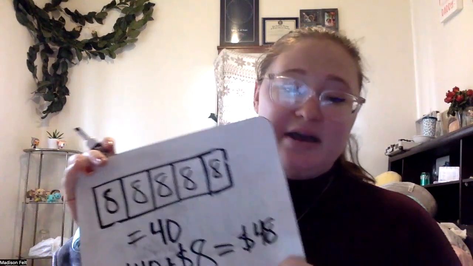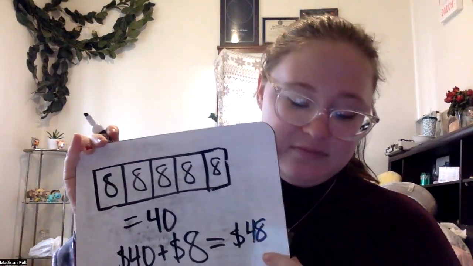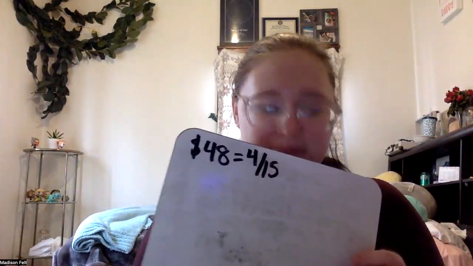Now remember those 4/15 that we had. This was the amount that was equal to those 4/15. So we know that $48 equals 4/15 in this scenario. So I'll put that up at the top here. $48 equals 4/15 of the paycheck. Up there, see?